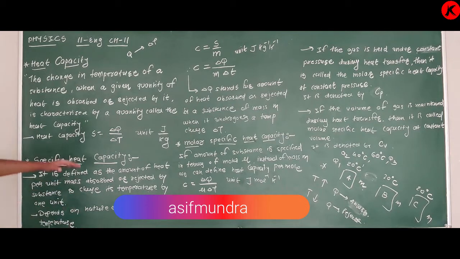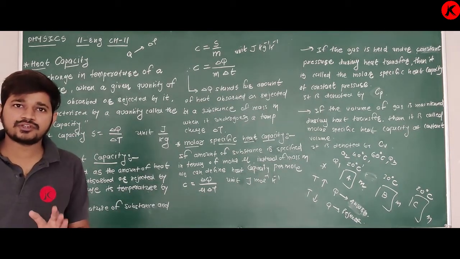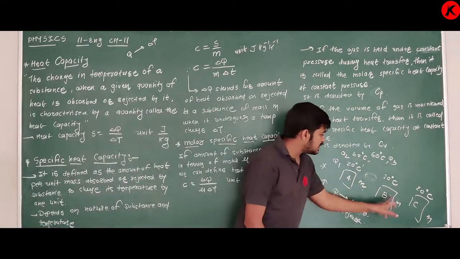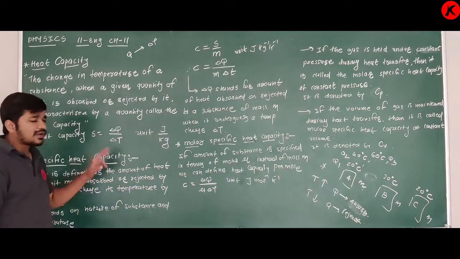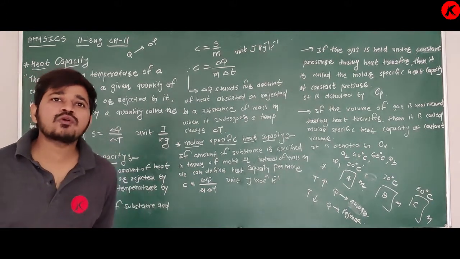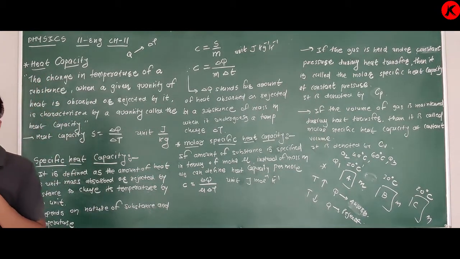Yes, heat capacity for different materials, for different substances, is different. If you are taking, again I can say A, B and C, three objects, and I want to change the temperature by 1 unit, that is 1 degree Celsius, then what is the amount of heat required? That is called heat capacity.